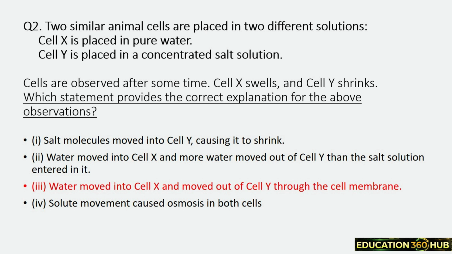Second question, two similar animal cells are placed in two different solutions. Cell X is placed in pure water. Cell Y is placed in a concentrated salt solution. Cells are observed after some time. Cell X swells and cell Y shrinks. Which statement provides the correct explanation for the above observations? Correct answer is third option. Water moved into cell X and moved out of cell Y through the cell membrane.